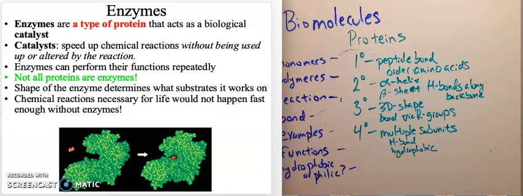One major group of proteins that we're going to talk about more in the next unit are enzymes. So enzymes are a kind of protein, but not all proteins are enzymes. Enzymes are a kind of protein that are biological catalysts. They speed up chemical reactions without being used up or altered by the reaction themselves.